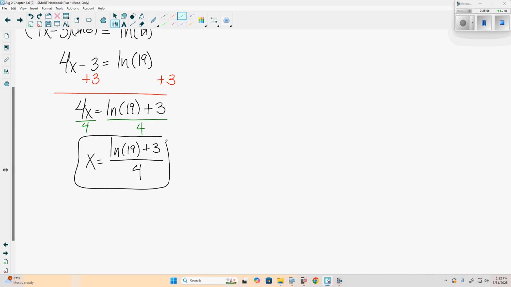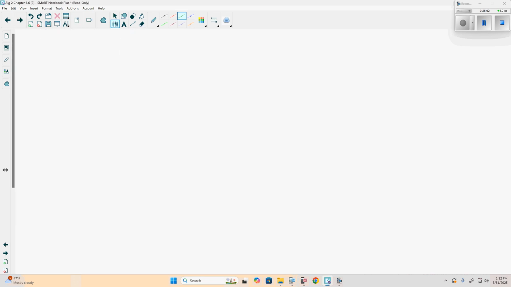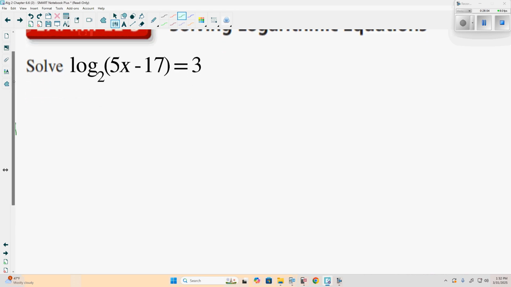Questions on this here? Are you ready for the next one? Yes. Guys, focus in. All right, guys, let's look at this one here. So this one here tells us that log base 2 of 5x minus 17 is equal to 3.